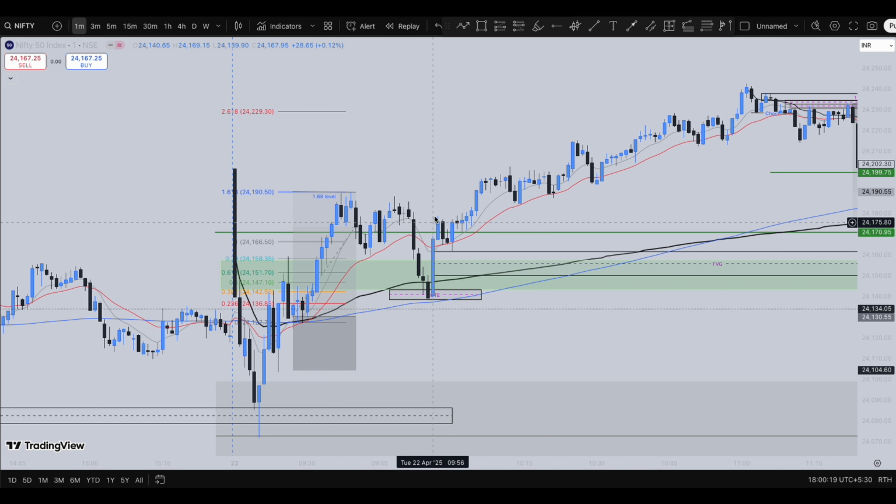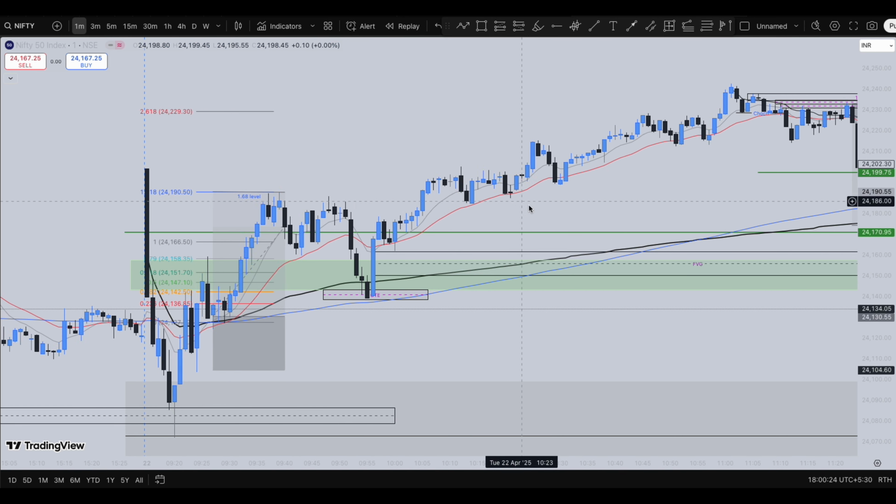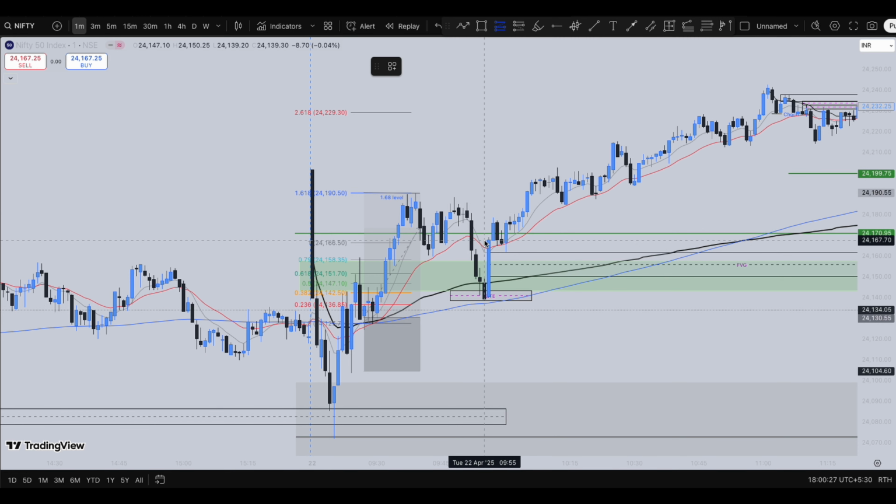What I expected is that there would be a bullish candle towards the upside. I would enter a long position, but you can see that it was a very huge bullish candle. So what you could do is take a position here itself, keeping a stop loss just below that candle.